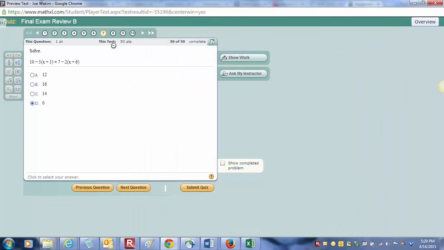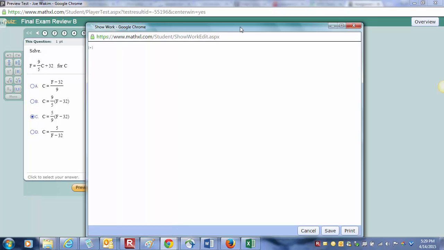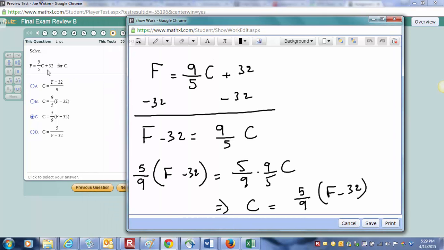On number 8, we want to solve for c, and I went first. I subtract 32 from both sides. So if you notice, I moved the 32 because we're trying to isolate c. So I get F minus 32 is 9 over 5c. Then I want to get c, so I multiply both sides by 5 over 9. That's what I did here.